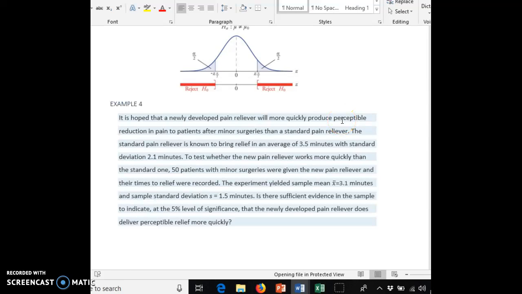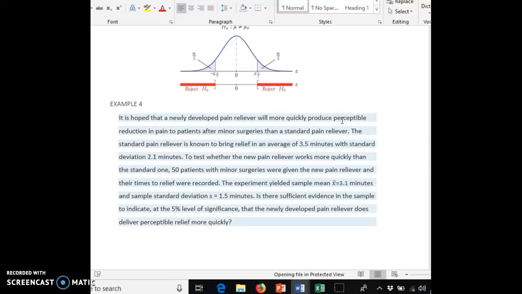All right, so let's look at our first example of a hypothesis test. It is hoped that a newly developed pain reliever will more quickly produce perceptible reduction in pain to patients after minor surgery than a standard pain reliever. The standard pain reliever is known to bring relief in an average of 3.5 minutes with standard deviation 2.1 minutes.